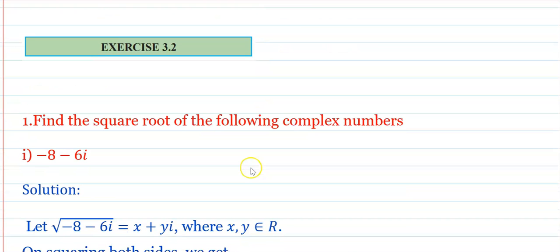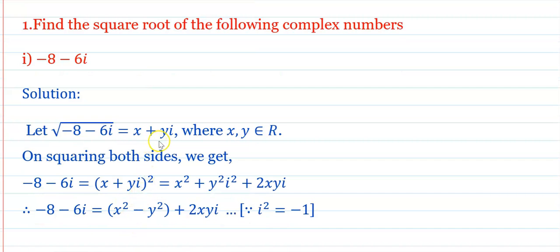Now, let us start the exercise 3.2. Find the square root of the following complex numbers. First example, minus 8 minus 6i. Let root of minus 8 minus 6i is equals to x plus yi, where x, y belongs to set of real number. On squaring both sides, we get minus 8 minus 6i is equals to (x plus yi) whole square.